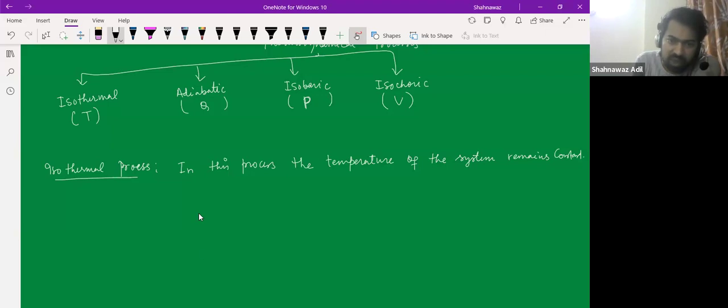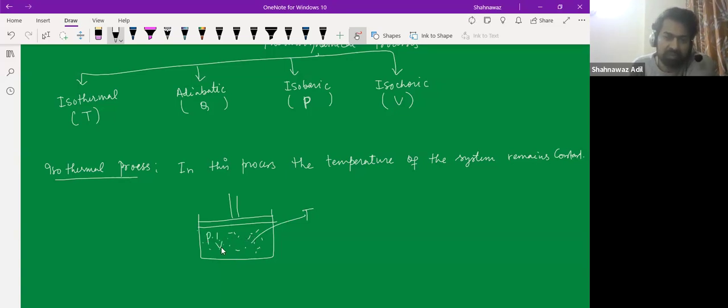So let's say you have this system, right? These gases and you have this piston. And what you are doing is that you are pushing this piston downwards. So you are increasing the pressure of this gas. You are decreasing the volume, but you are doing this process in such a way that the temperature of this system is constant. So your pressure and volume are changing, but the temperature is constant. So is it clear to you?